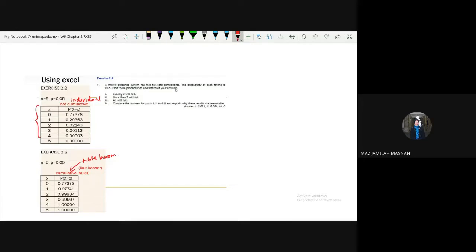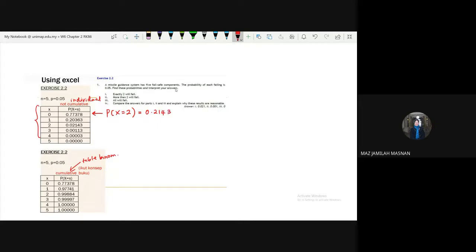Now, find the probability that exactly 2 fail. We know that X refers to the missile guidance which fails. So if we refer to this particular table, P(X = 2) is definitely given by what?